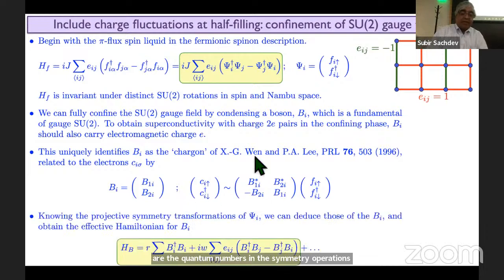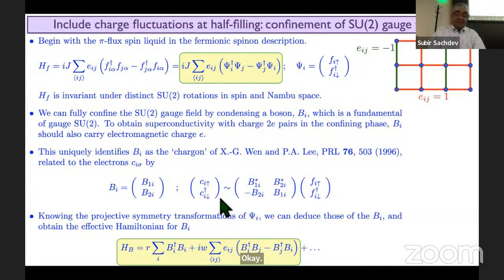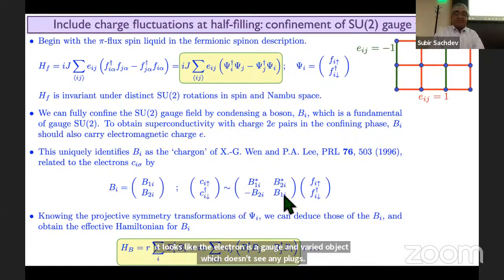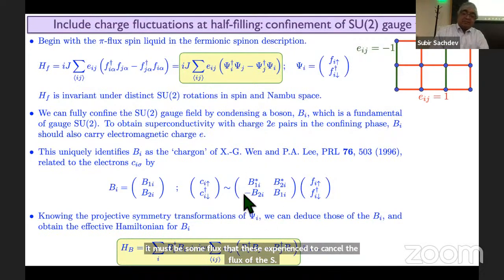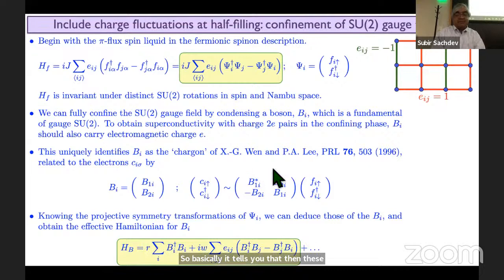Okay. But one thing I do notice from this, which is quite generally true, is that these fermions experience a flux, as I just showed you. The electron doesn't experience any flux. The electron is a gauge invariant object, which doesn't see any flux. So there must be some flux that these Bs experience to cancel the flux of the F. So basically, it tells you that these bosons must move in pi-flux.